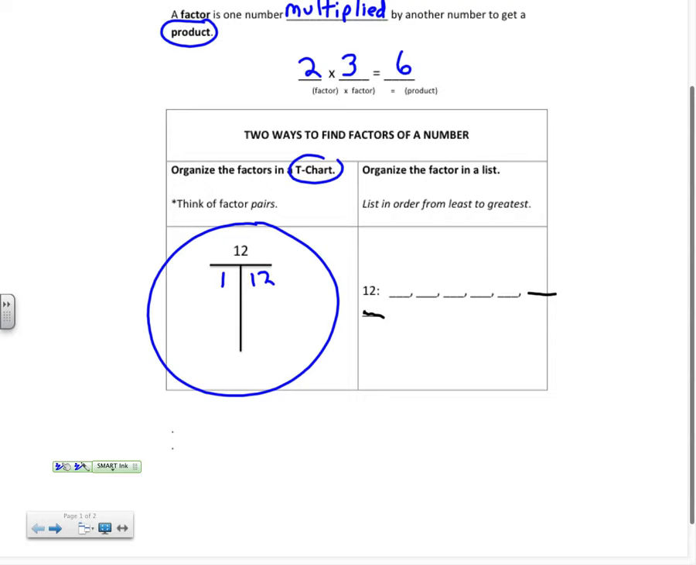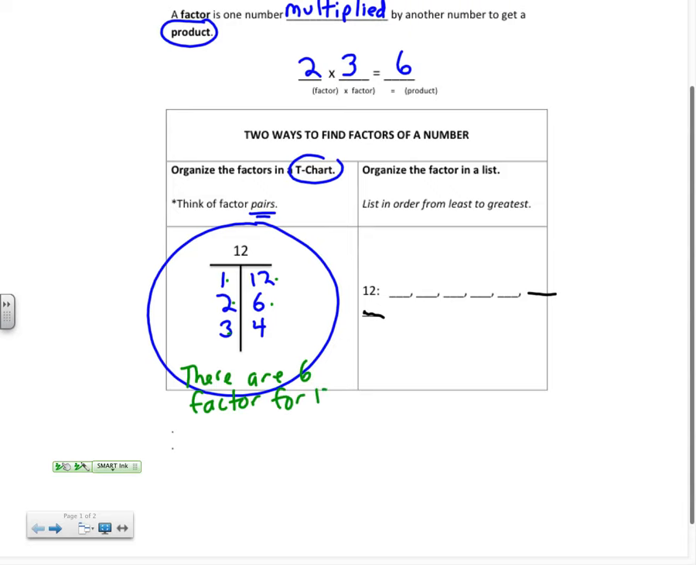Next in order, I'll be thinking 2. 2 times 6 is 12. 3 times 4 is 12. So I have factor pairs. It takes 2 numbers to create that product. If I were to count how many factors I have, I could say there are, let's see, 1, 2, 3, 4, 5, 6. 6 factors for the number 12.